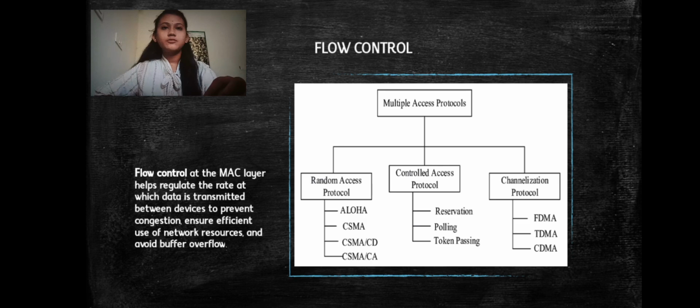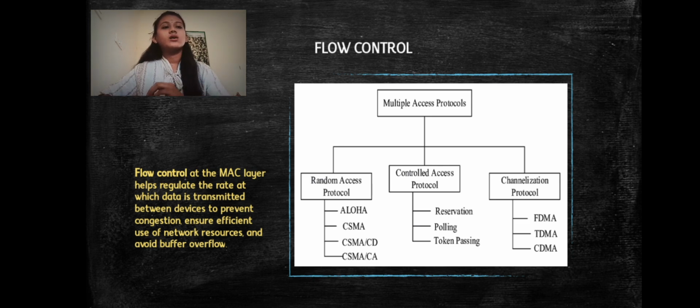Next is flow control. Flow control at the MAC layer is like managing the speed at which data is sent between devices to keep things running smoothly. It helps avoid situations where too much data is sent too quickly, which can cause network congestion or buffer overflow. So flow control makes sure that data is sent at a manageable pace. It prevents overloading the network or the devices. This ensures that devices can handle the data without crashing or slowing down.